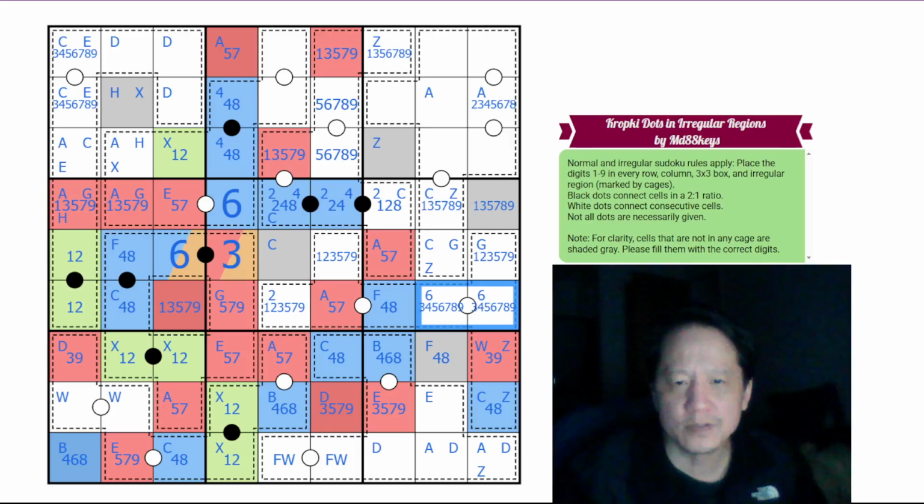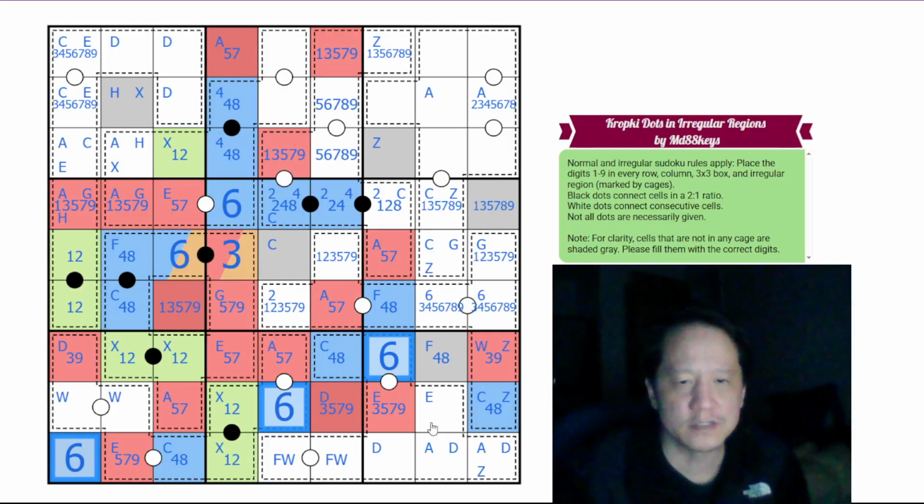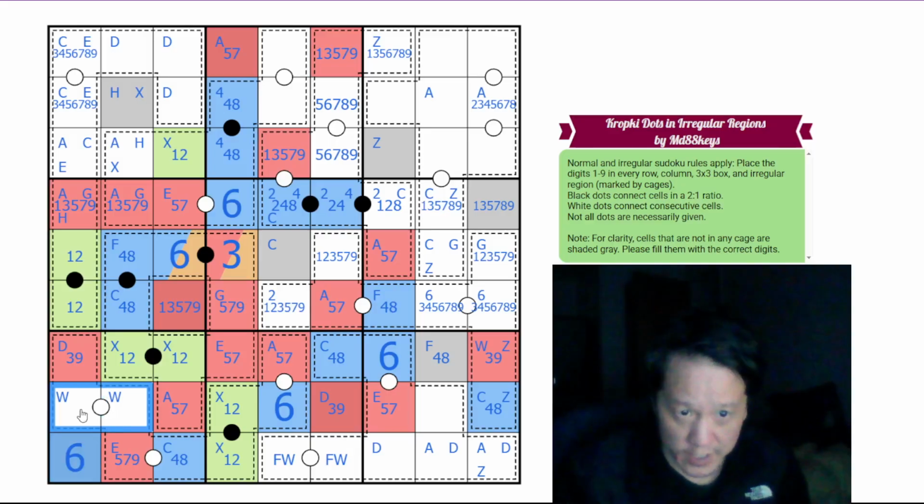We know that's a 6. All the B's then are 6s, which has to be next to 5 or 7. And it's either E or A, but it cannot be A, so this must be E. So this is 5 or 7. This can't be 5 or 7. It's D, which is 3 or 9. This is 6, so this must be 4, 8 here.